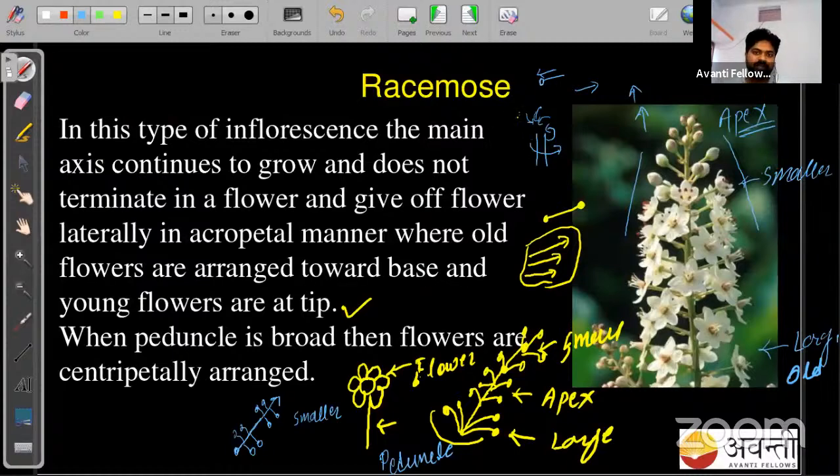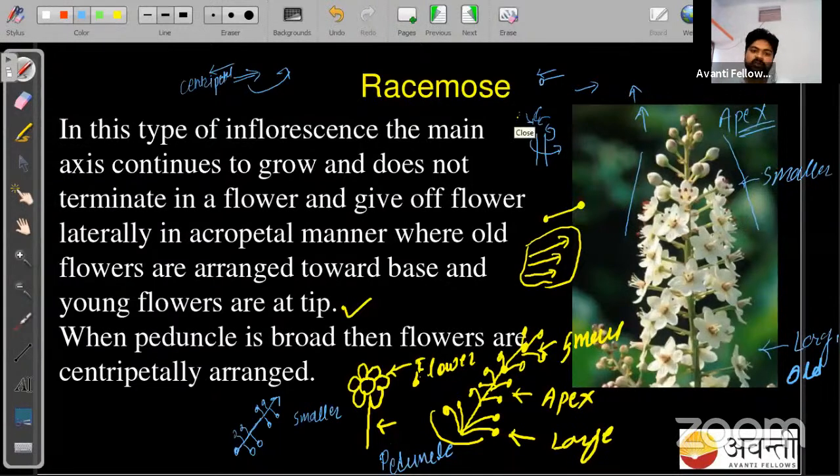In case of centrifugal and centripetal, centrifugal means anything going outward, and anything coming inward is centripetal. Here, the meaning of centripetal: when the peduncle is broad, then the flowers are centripetally arranged.